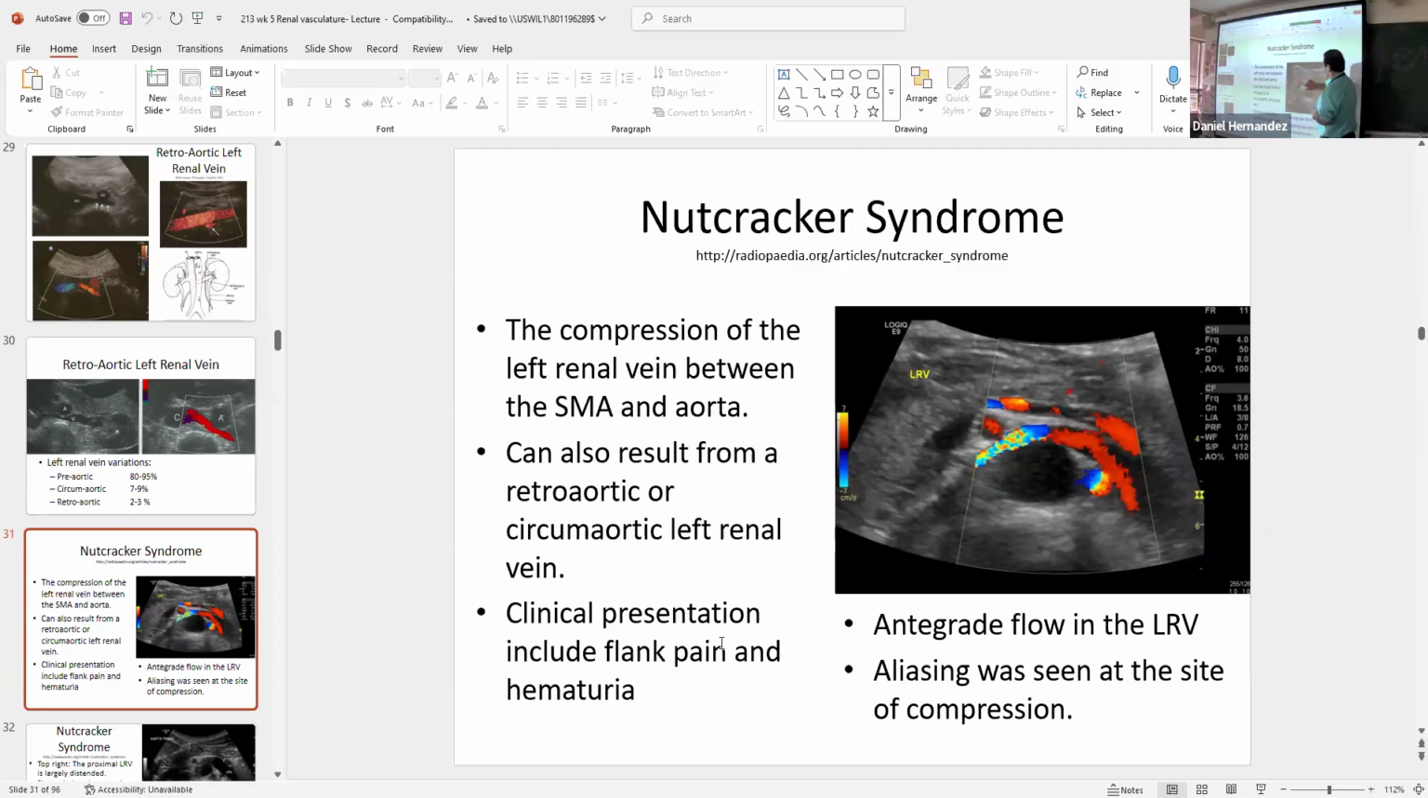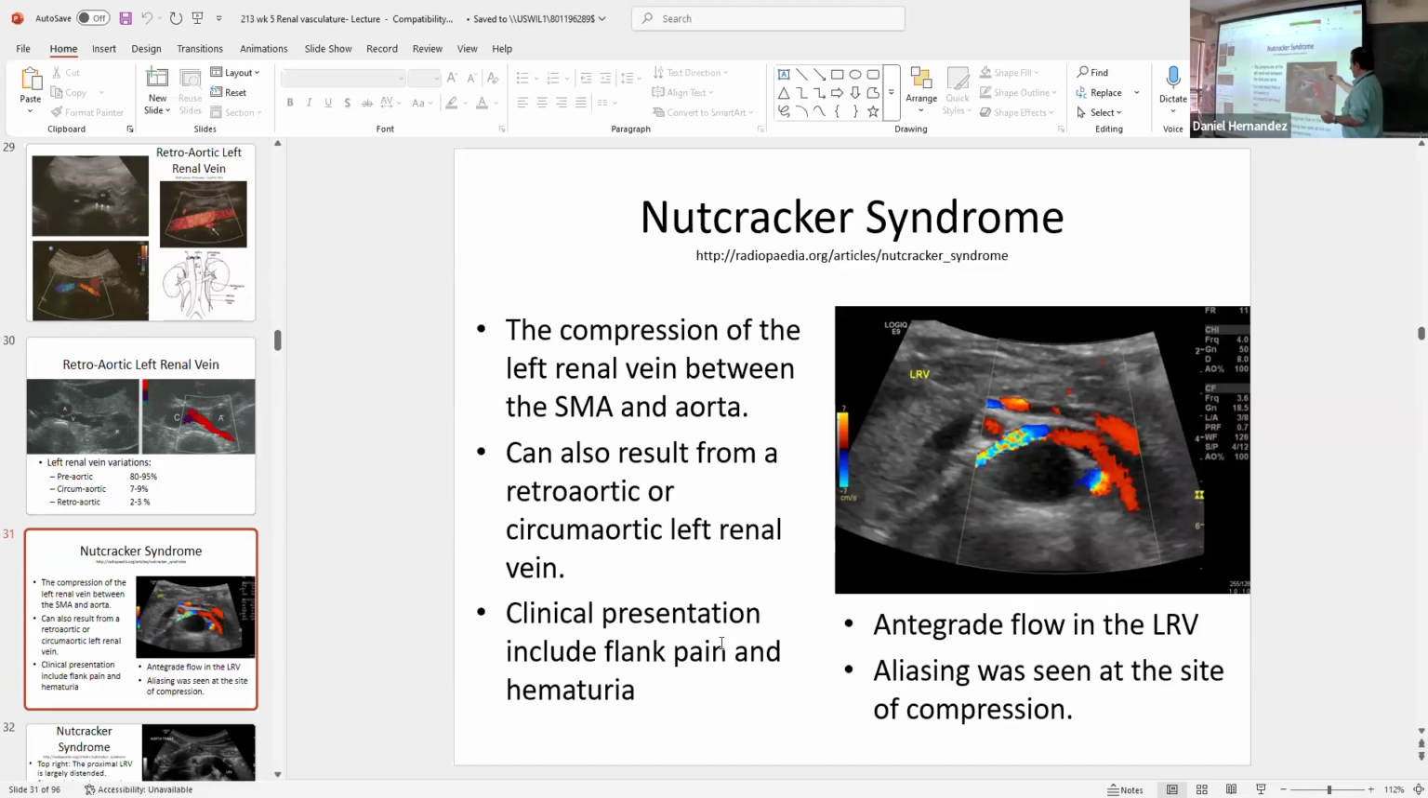And when we get compression of that vein, that could lead to stenosis. It could lead to stasis of blood. It can potentially lead to thrombosis of the left renal vein. So we can make the diagnosis if we see fast turbulent flow through that area where we get a stenotic lesion. It could affect the kidney as well, and these patients can wind up with kidney issues, including flank pain and blood in the urine, hematuria.